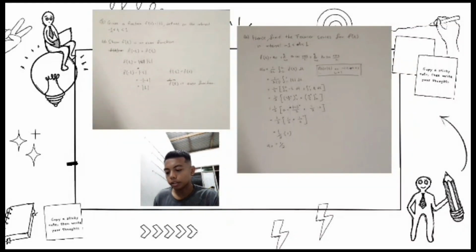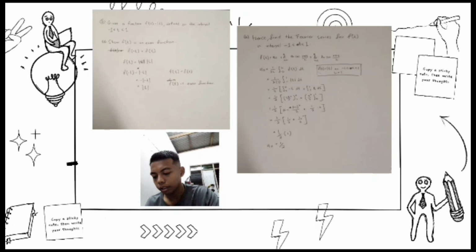Based on question 2 in chapter 4, given a function f(t) equal to t defined on the interval negative 1 < t < 1. Question A: show f(t) is an even function. The formula for an even function is f(negative t) equals f(t), where f(t) equals t, and f(negative t) equals negative t, which equals t.